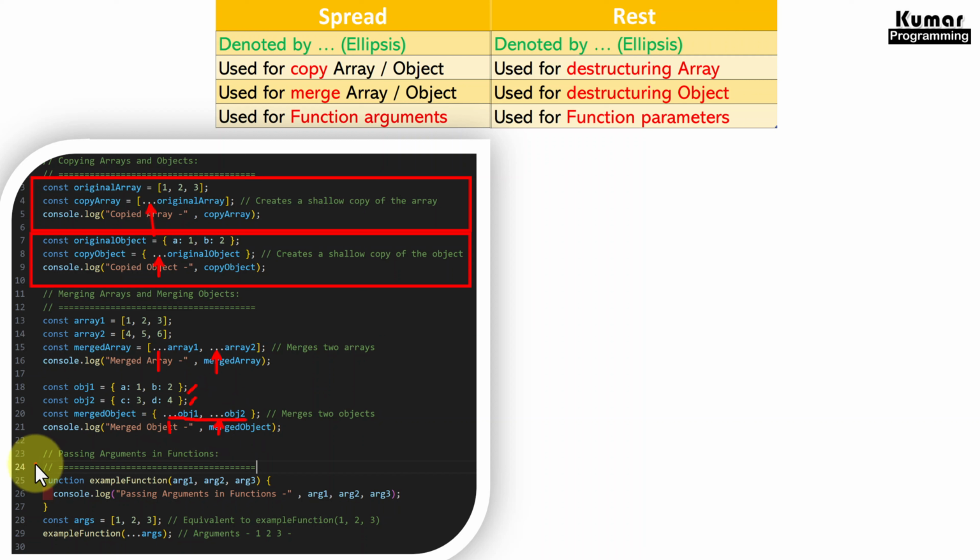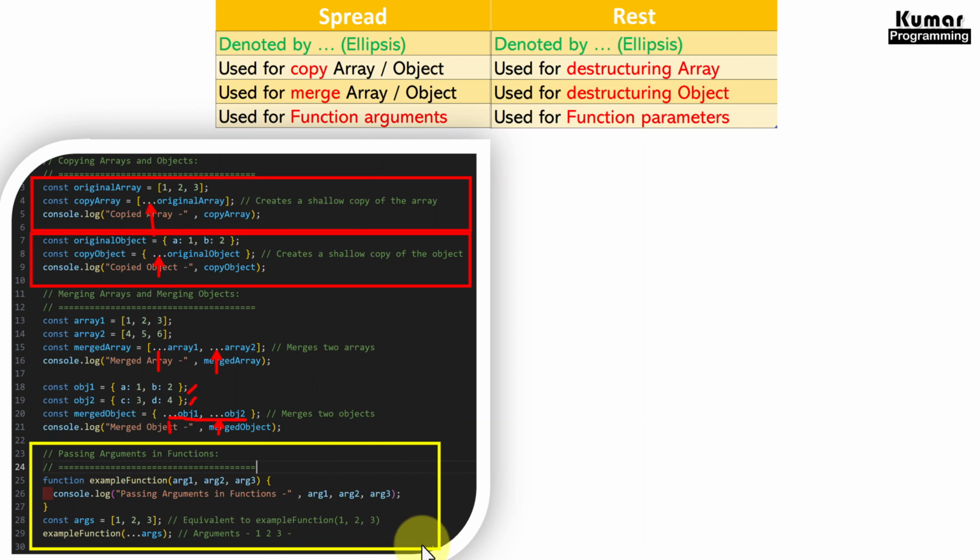Now the third case, which is passing arguments inside the function. Whenever we are declaring a function and we have argument 1, argument 2, argument 3, these are known as function parameters. And when we are calling this function and passing the values for all these parameters, these are known as arguments. So now I hope you understand the difference between function parameter and function argument.